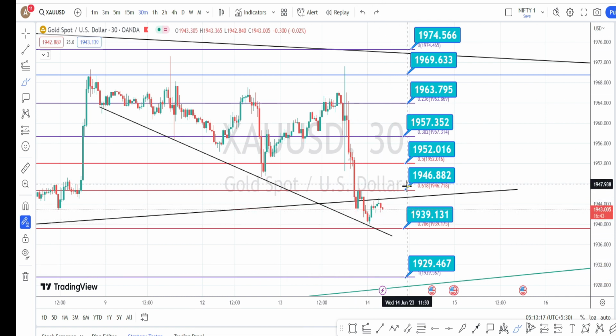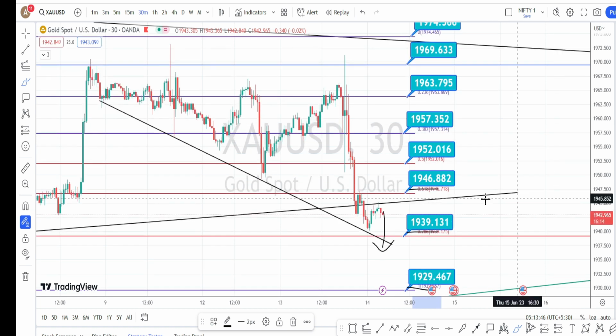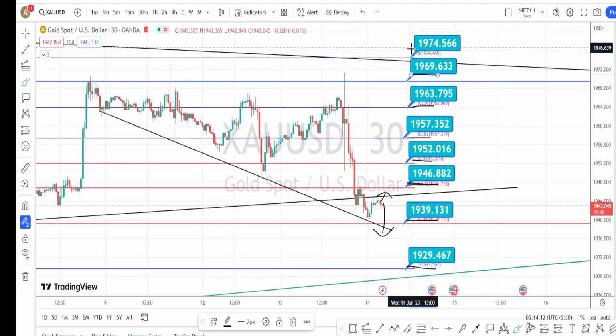Currently, the price action is trading between the resistance level of 1946 and support level of 1939. And if the price action breaks this trend line or support line and continues its bearish side retracement, next level of support is going to be around 1929 and 1917. And on the bullish side, the immediate resistance is going to be around 1946. Once this resistance level is breached, next level of resistance is going to be around 1952, 1957, 1963, 1969 and 1974. So that's all the analysis for today.